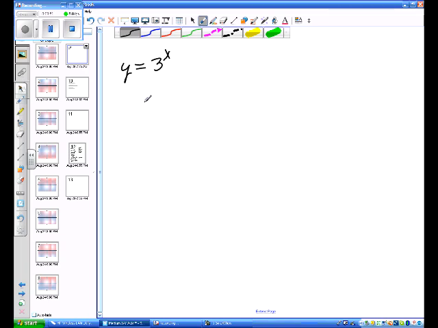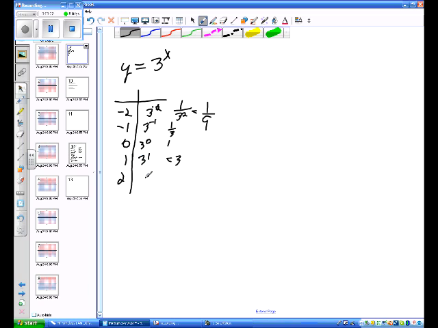Now in this case, as we make our table, we're picking values for x, and I'm going to pick -2, -1, 0, 1, 2, values that are close to the origin. So I'm going to have 3 to the -2. Well, if you remember, a negative exponent means we want the reciprocal, or 1 over 3 squared, which is 1/9. 3 to the -1 would be 1/3. 3 to the 0 is 1. 3 to the first is 3, and 3 squared is 9.